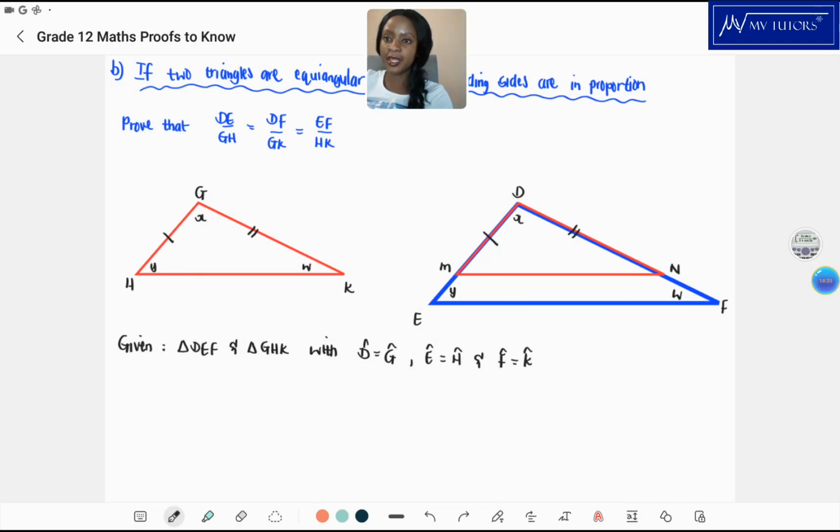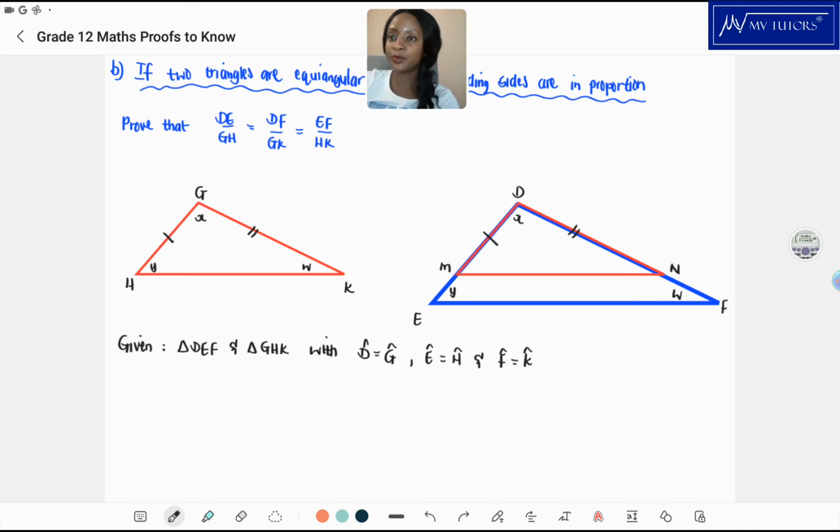So one of the things you're going to have to construct, which I've already constructed for us, is a line called MN. So that construction line MN, you need to ensure that MN is actually equal to HK, such that you eventually have DM being equal to GH and DN being equal to GK. Basically, triangle GHK being congruent, or identical to triangle DMN.